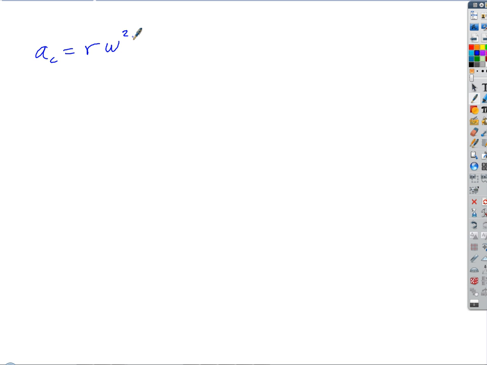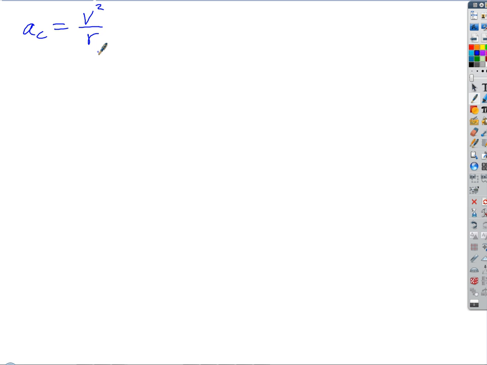But we haven't talked about angular velocity yet, and that's not important. So for us right now, the only equations we have are these. We know the basic centripetal acceleration equation: centripetal acceleration equals v squared over r.